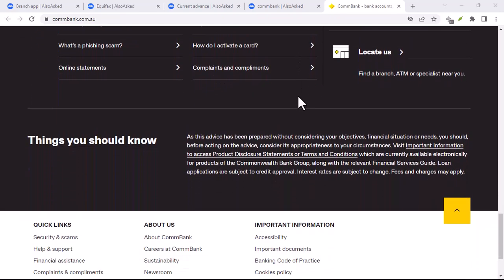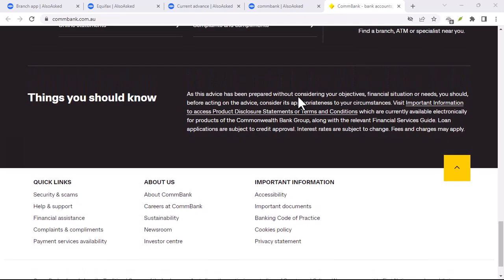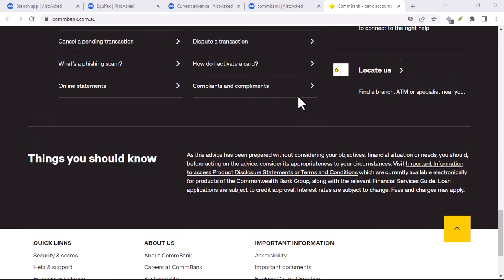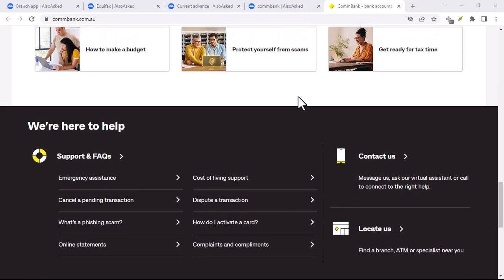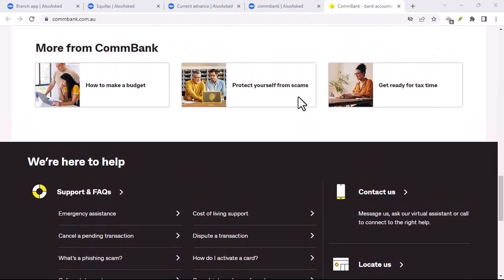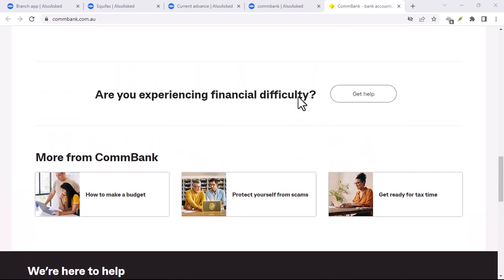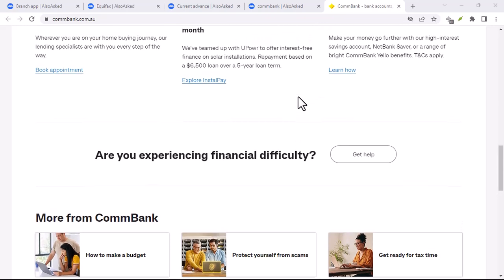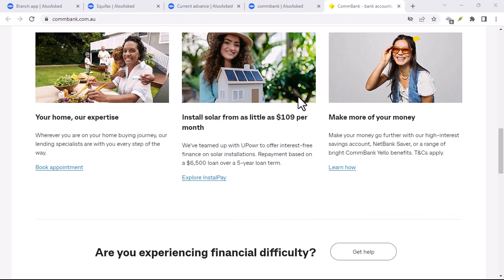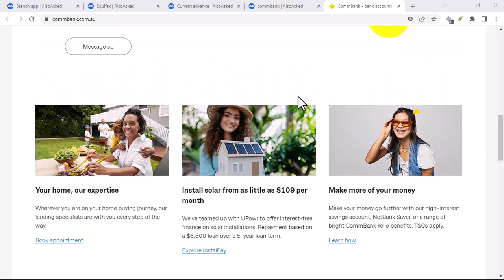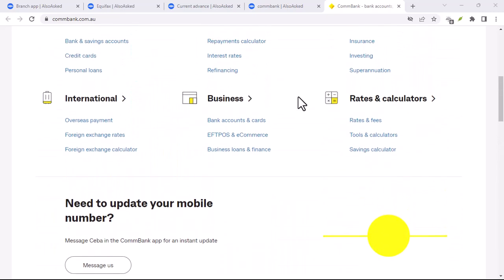One of the most common areas of concern is ATM fees. Commbank has a vast network of ATMs across Australia, which is a significant advantage. If you use a Commbank ATM, you generally won't be charged a fee for withdrawals. However, if you use an ATM owned by another bank, you'll likely incur a fee. This fee is charged by the ATM operator, not Commbank. It's essential to be aware of this, especially when you're traveling or in areas where Commbank ATMs are less readily available.